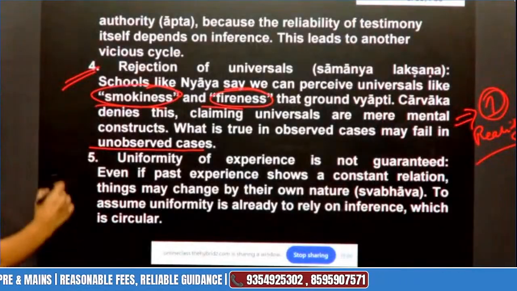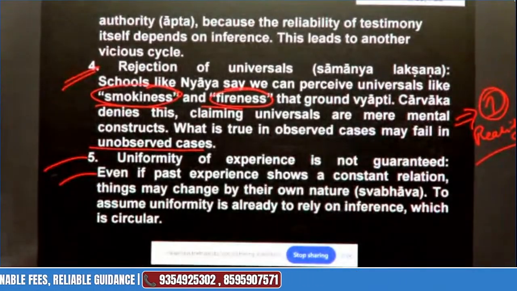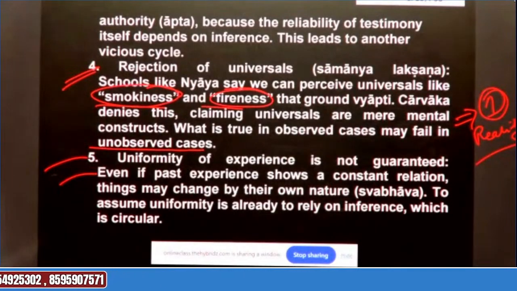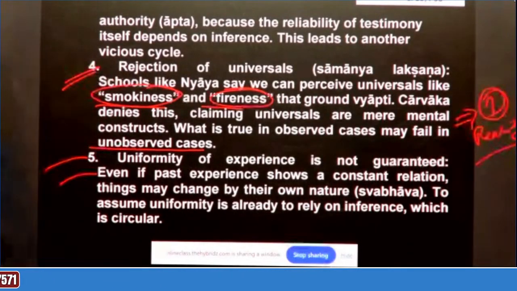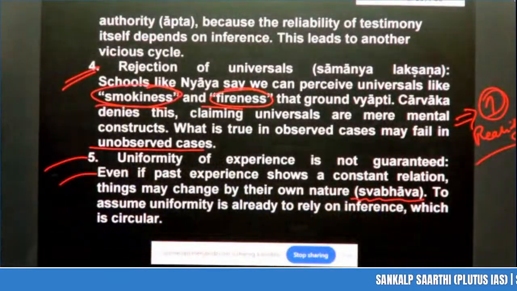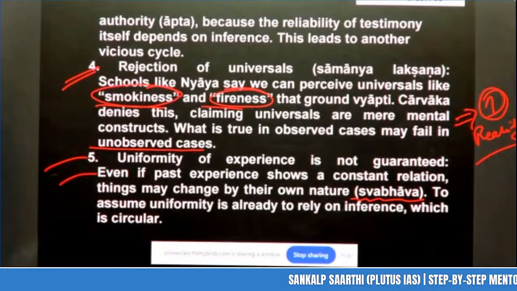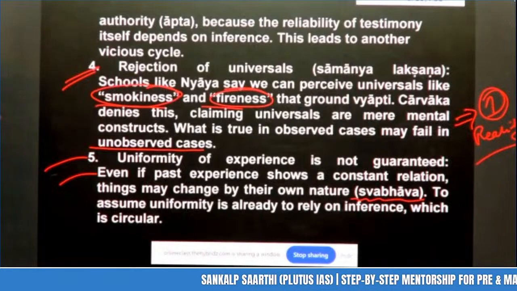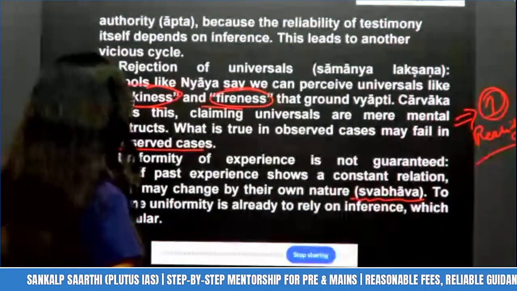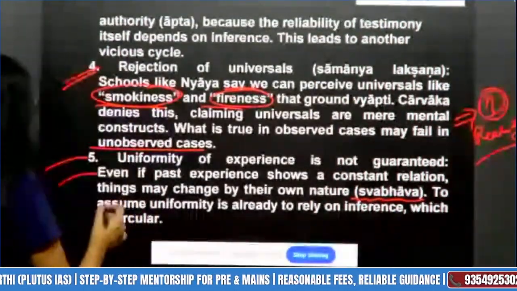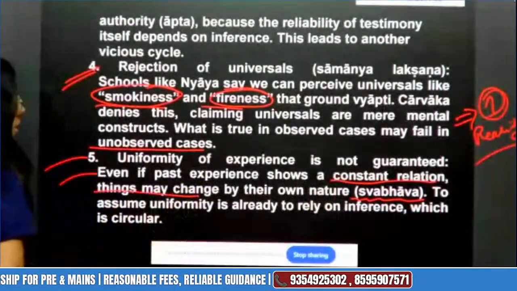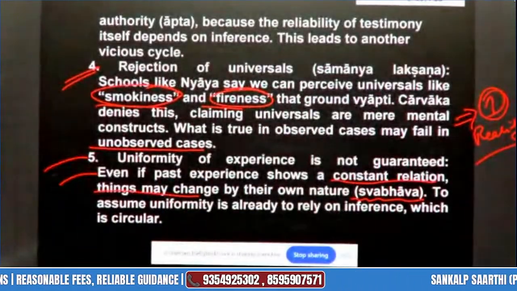Now, the fifth pointer is that uniformity of experience is not guaranteed. Even if past experience shows a constant relation, things may change by their own nature, Swabhava. To assume uniformity is already to rely on inference, which is circular. Because he rejected inference, right? Then to accept that experience shows a constant relation is also not reliable according to him. Understood?